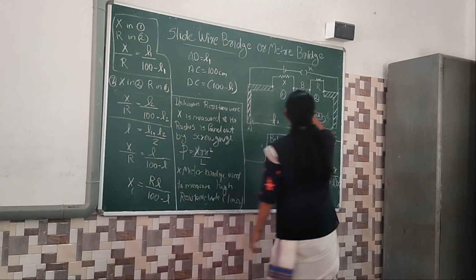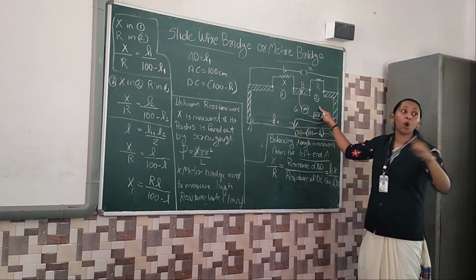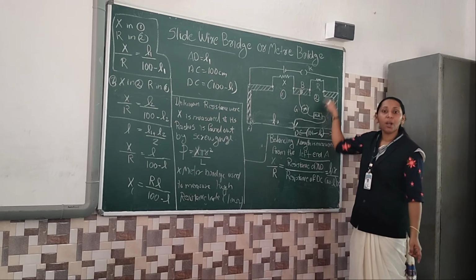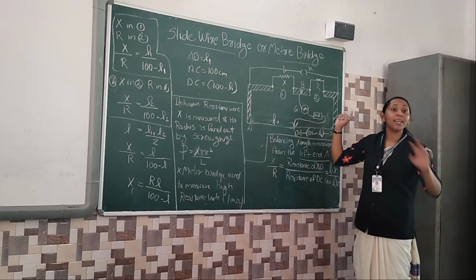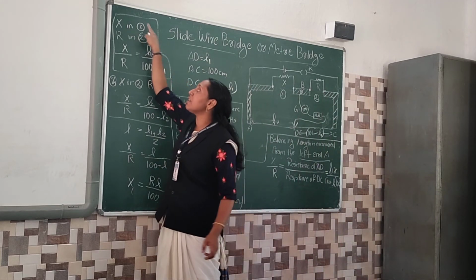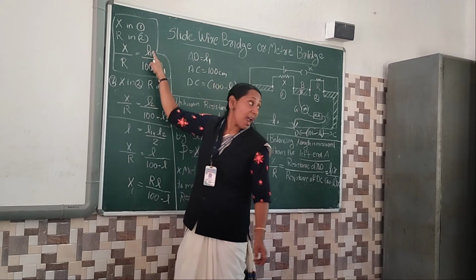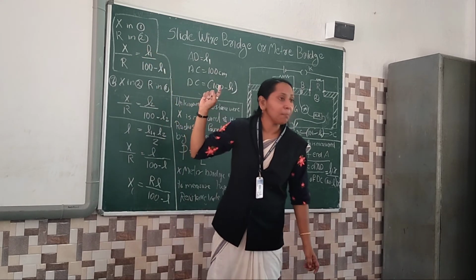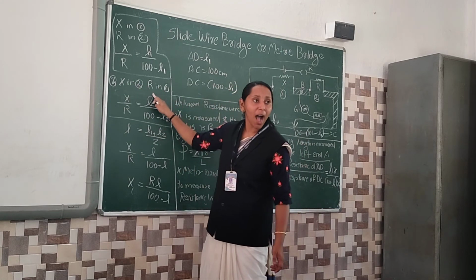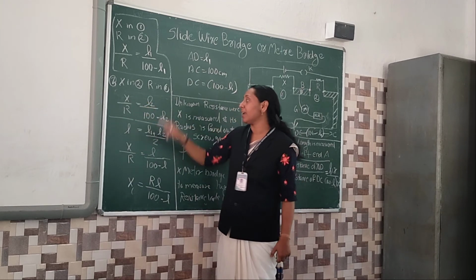First we should consider the X in the point 1, R in the point 2. I have already told you not compulsory always like that. I can place the X in the point 2, R in the point 1. But the equations are different. That's the reason I am specified here. X in 1, R in 2 expression is X by R, L1 divided by 100 minus L1. Maybe X in 2, R in 1, you should write expression X by R, but length is different.